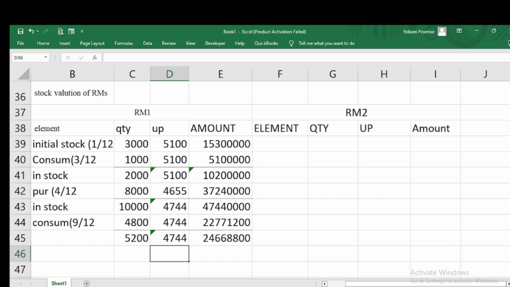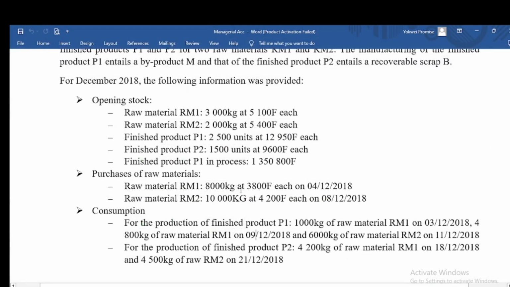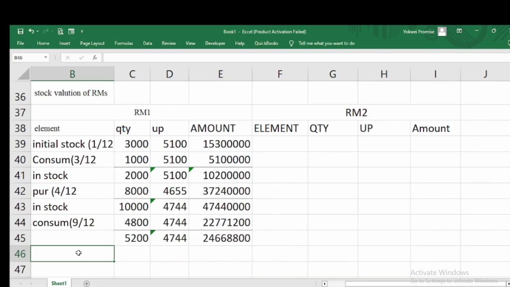Right, was there any other consumption again for this month? Let's check. On the 18th again, raw material one, consumption of 4,200 units of raw material one on the 18th. Okay, so on the 18th of the 12th month, consumption of 4,200. So we consume at the same price, 4,744.